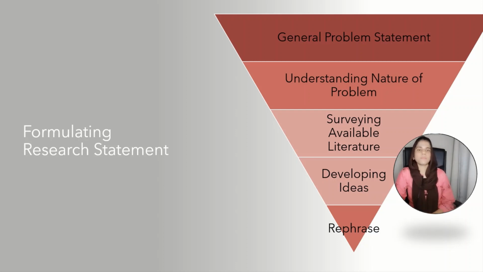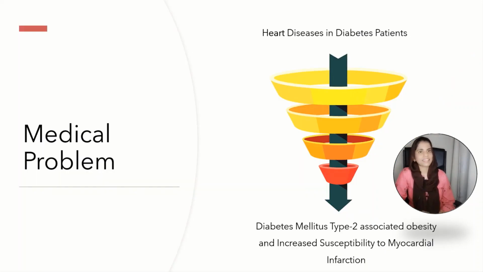So back to the medical problem, your generic observation was heart attacks in diabetic patients, right? This time you want to make it more specific after digging through massive literature, because you see that others have done similar kinds of research studies. You rephrase your research statement, and you're going to make it like diabetes mellitus type 2 associated obesity and increased susceptibility to myocardial infarction.